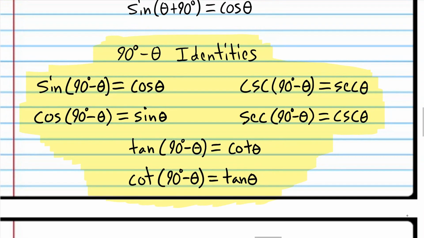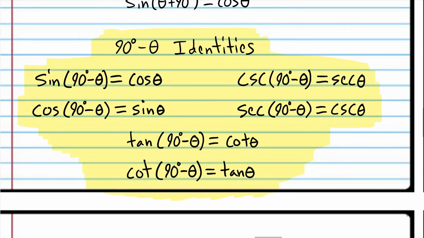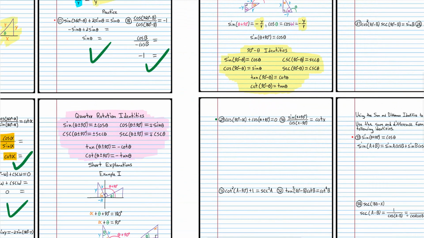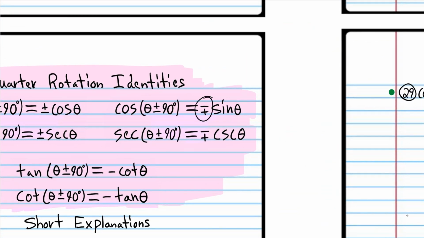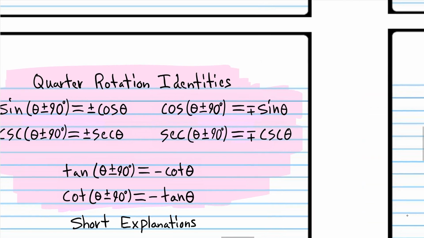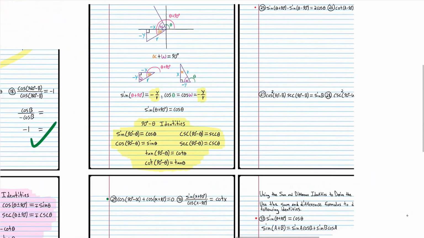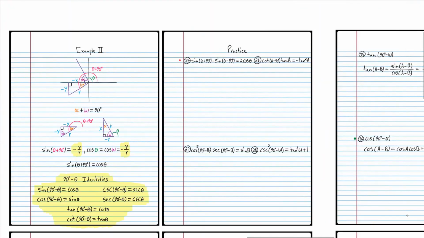Here are some other identities. We have 90 minus theta. These identities are a little bit different. Be sure to get a picture with your phone of these. And be aware that here we have the negatives on top. So when you have an addition sign here, it's a negative sign. And when you have a negative sign here, it's an addition sign. So those are reversed. These are not reversed, so be careful about that. Okay, so let's do some practice problems.